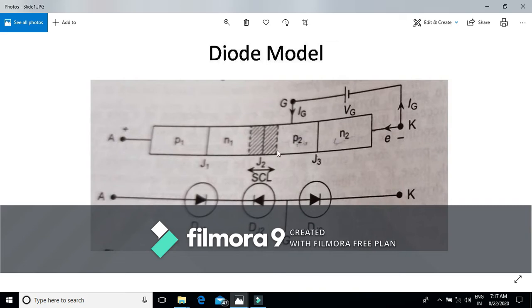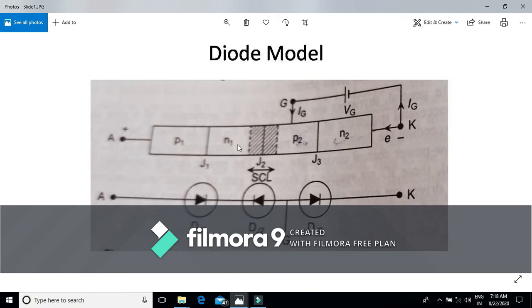That means the charge of an electron multiplied by the anode to cathode voltage, that is all across this junction J2. Since these electrons get accelerated with this energy, they may strike the covalent bonds of silicon atoms and may generate electron hole pairs in this N1 layer.